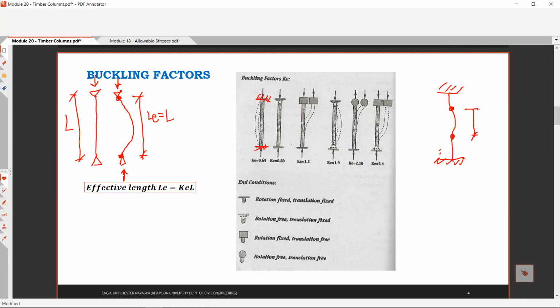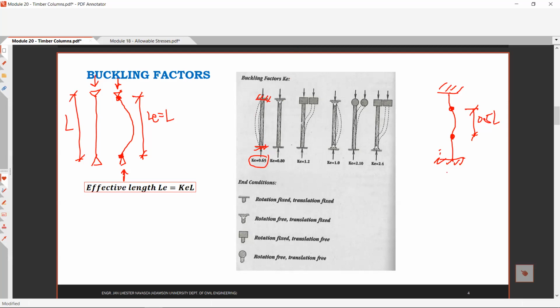This one is 0.5 LE or L. Yun yung LE mo, 0.5 L. However, this is theoretical. So ibig sabihin, theoretical base lang to. Hindi na consider yung mga factor pagdating sa site. Okay, so ang ginamit is KE is equal to 0.65. So ito yung may adjusted factor. Okay, so ito yung gagamitin natin for timber beams.